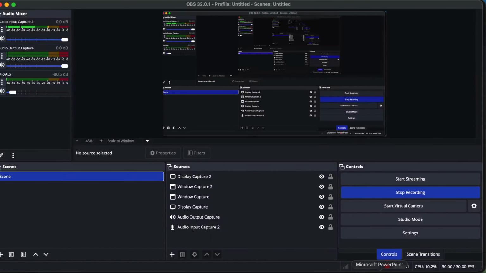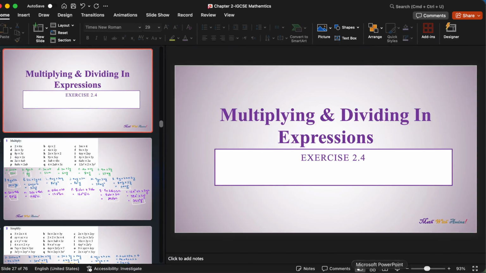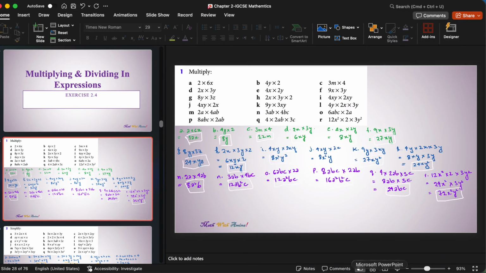Hi, so we are starting another exercise of the chapter. In this exercise, we are going to learn how to multiply and divide algebraic expressions. We already know how to multiply ordinary numbers. In this exercise, through the questions we have, we'll do the same thing with numbers and letters that we call variables. So let's just make a start.